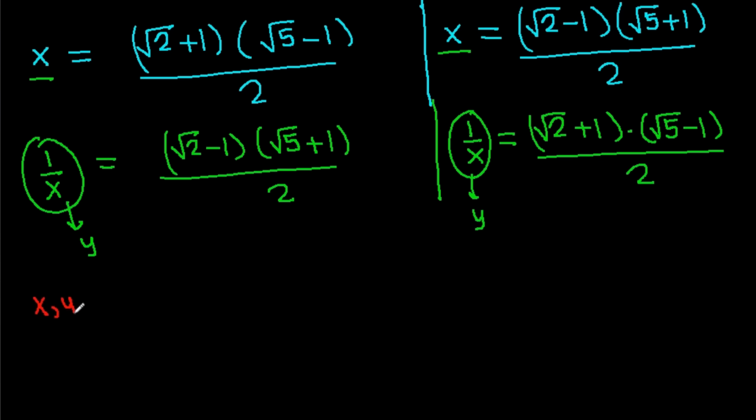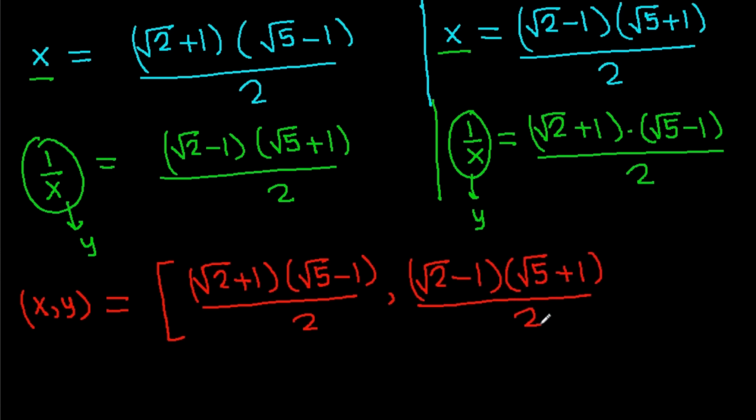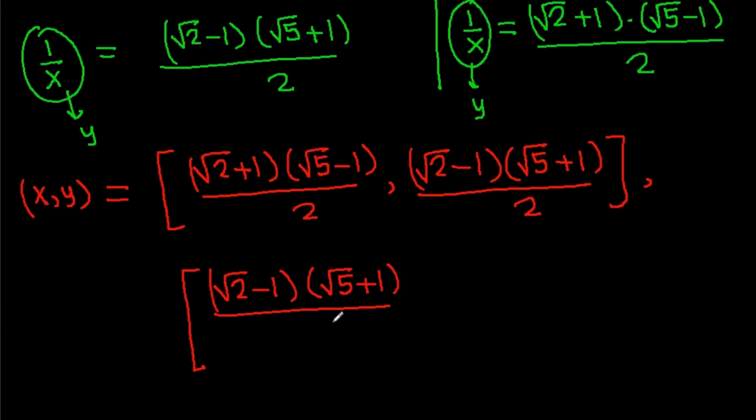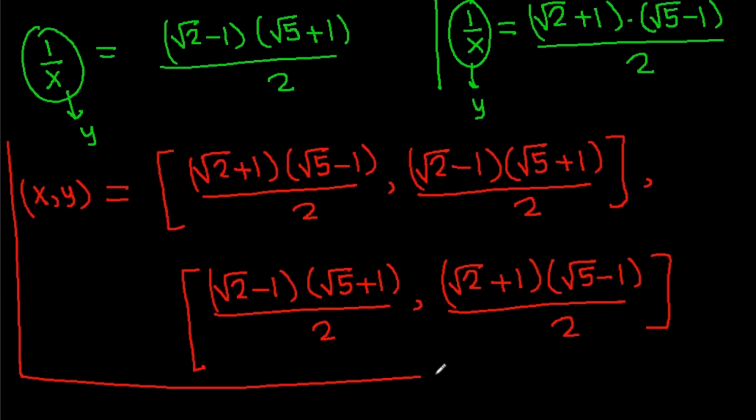So we get x and y: x is (√2 + 1) times (√5 − 1) by 2, and y is (√2 − 1) times (√5 + 1) by 2. And (√2 − 1) times (√5 + 1) by 2, and (√2 + 1) times (√5 − 1) by 2, these are the two values of x and y.